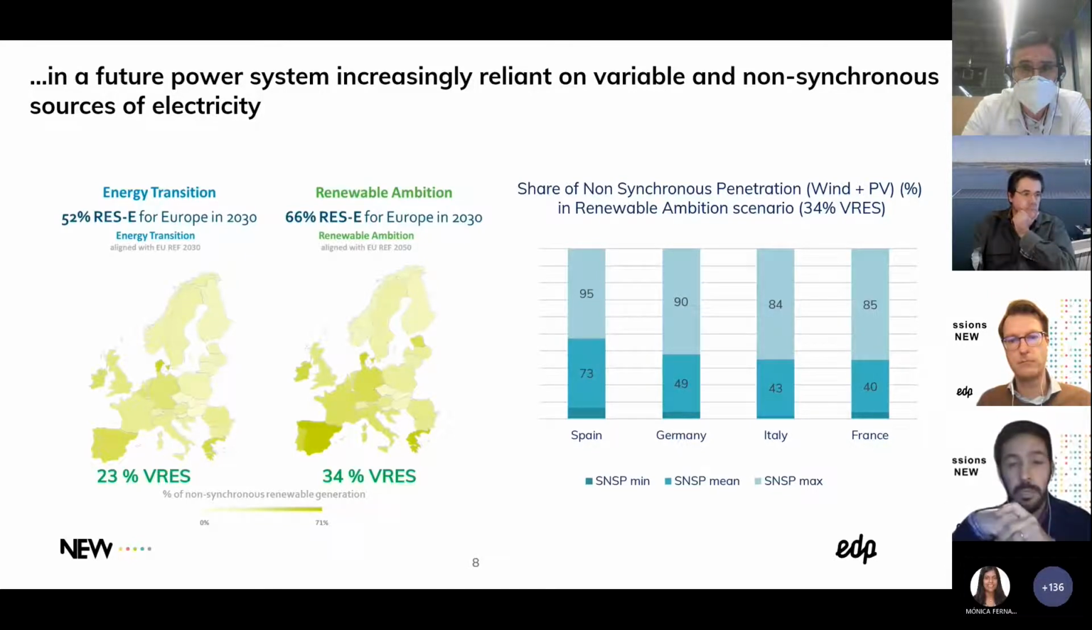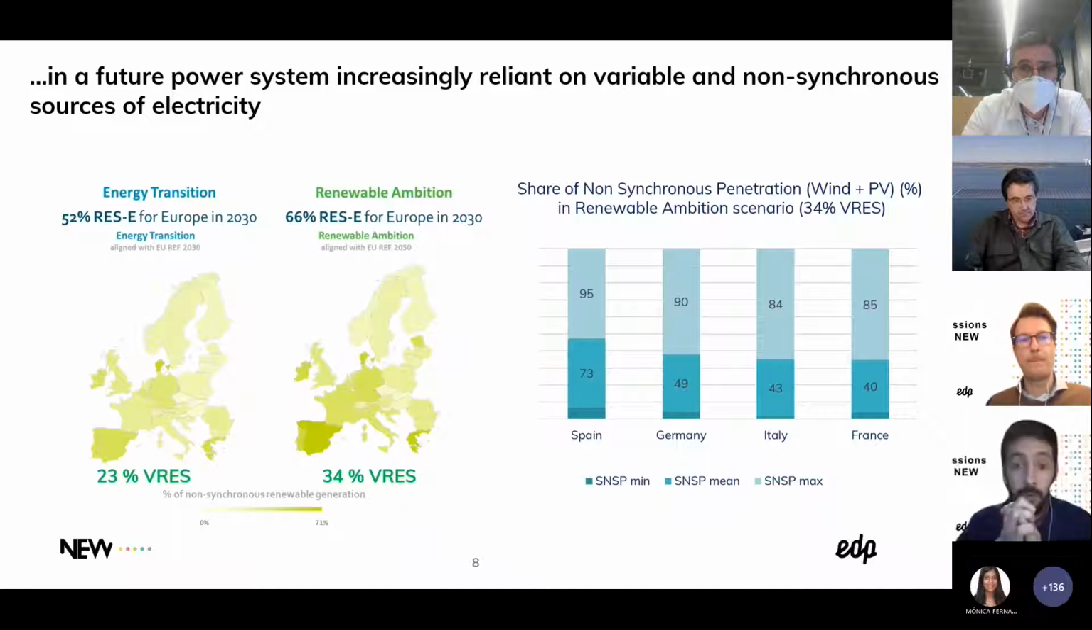Specifically within those percentages, there's the topic of variable renewables, which is a whole different type of renewables. For the energy transition scenario, we've considered 23% of variable renewables. This means mostly, no hydro. We're talking specifically about wind and solar PV. And for the renewable ambition scenario, we're talking about 34% of variable renewables. These are the 2 core scenarios.